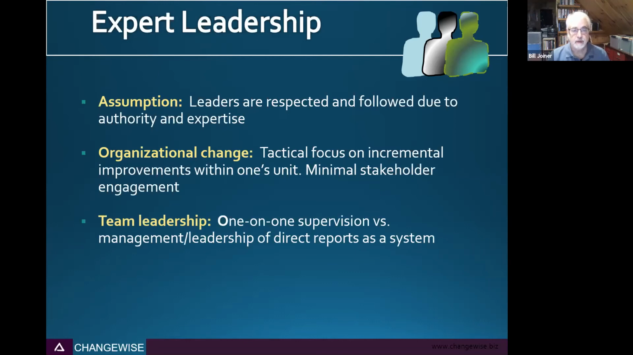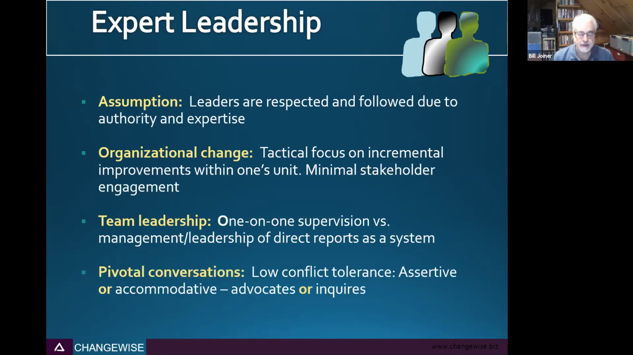Expert team leadership is, the word team there is somewhat of a misnomer because experts don't really create true teams. It's more of a one-on-one relationship. And some people call this hub and spoke, where the leader is the hub and everything has to go through that person. All decisions, you know, it's a non-empowering approach to team leadership.